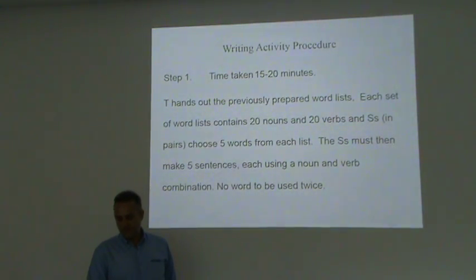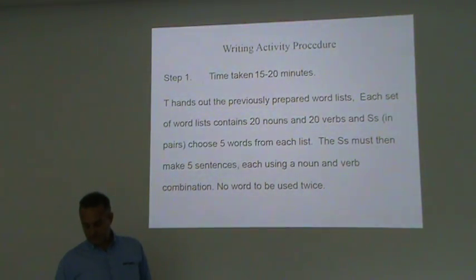Each set of word lists contains 20 nouns and 20 verbs, and the students in pairs then choose 5 words from each list. The students must then make 5 sentences, each using a noun and a verb combination. No word can be used twice, so they come out with 5 sentences. All their 10 words, 5 nouns and 5 verbs, have been used.